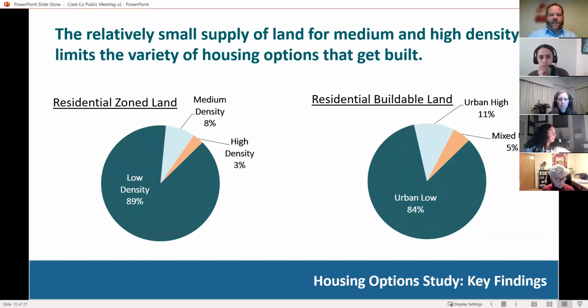Next finding is that there is a relatively small supply of land for medium and high density housing, and that limits the variety of housing options that get built. So there are 3 comprehensive plan designations that are implemented by 15 zone districts. You can see over here, 89% of residential land is zoned for low density development. And if you look at buildable land, so the land that does not currently have housing on it, 84% is designated for low density.